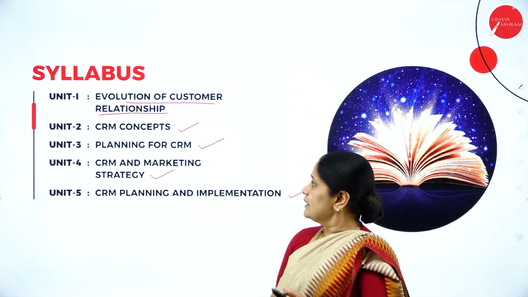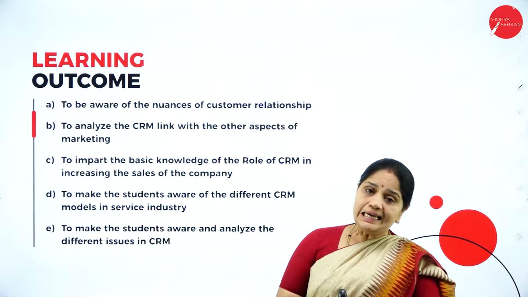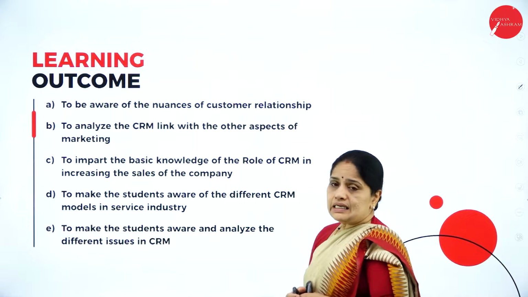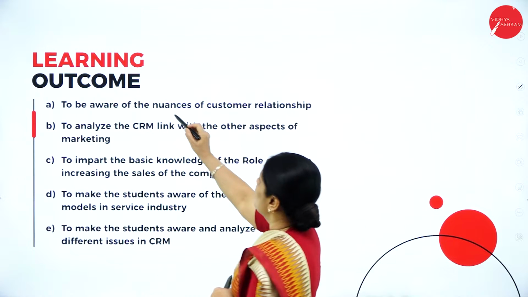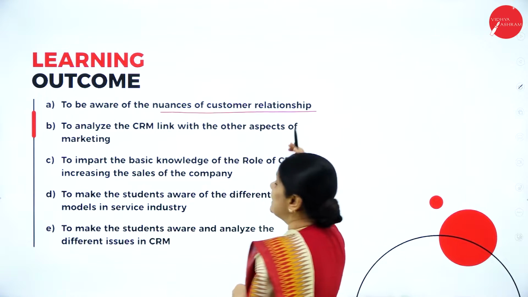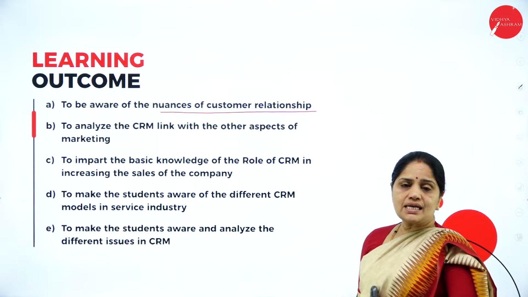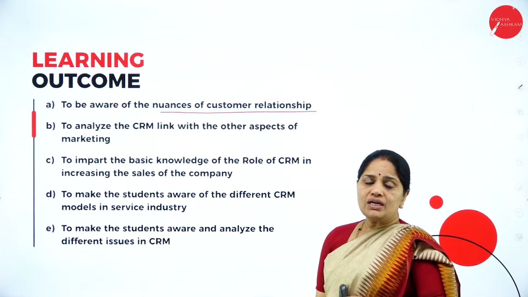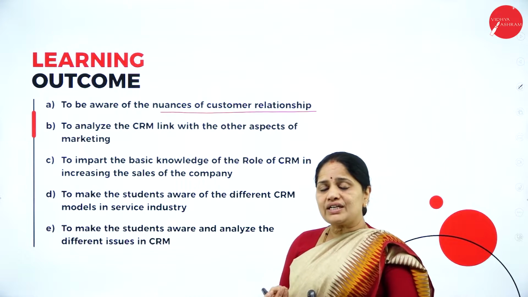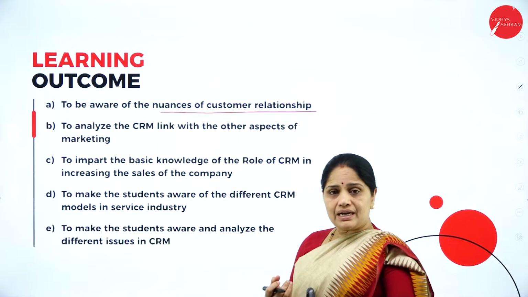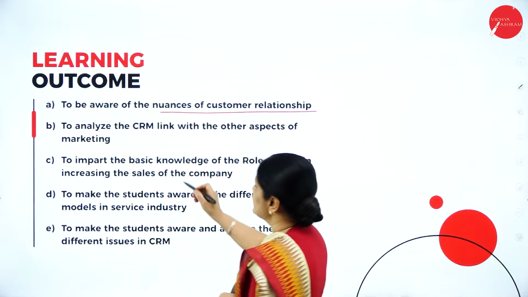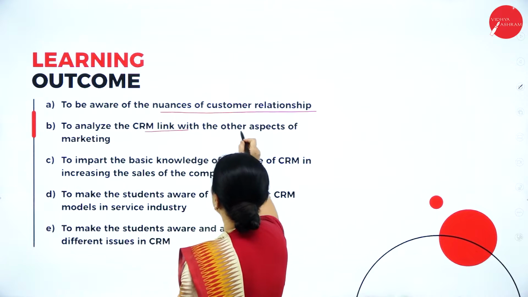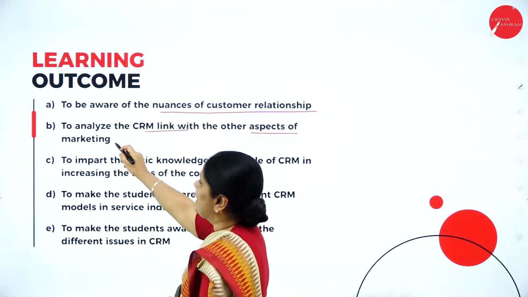And let us see what we have about the learning outcome. So in the learning outcome, once you study the subject, you should be aware of the nuances of customer relationship. So what is the customer relationship? What are the various small things that you have to understand in the customer relationship that you will be able to know? Second one is to analyze the CRM link with other aspects of marketing.